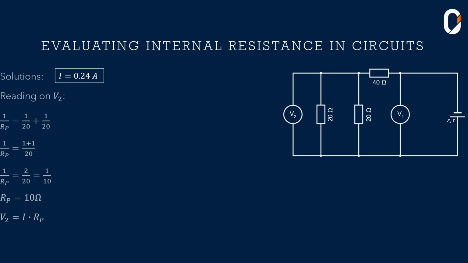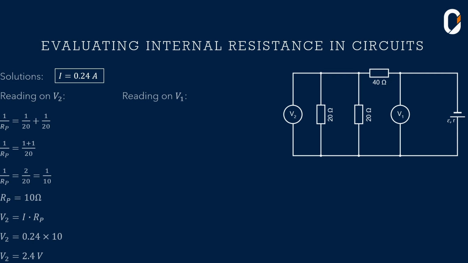Now we can substitute in the values because we know the current and we know the equivalent parallel resistance. Substituting in those values, V2 is equal to 0.24 multiplied by 10, and hence V2 is equal to 2.4 volts. Now let's move on to calculating the reading on voltmeter V1.